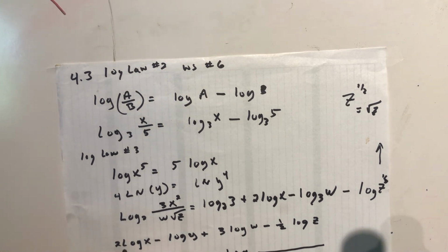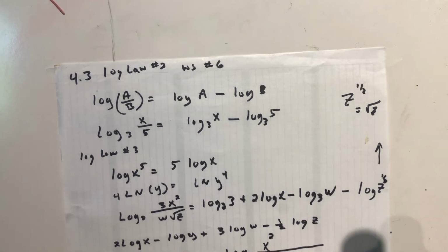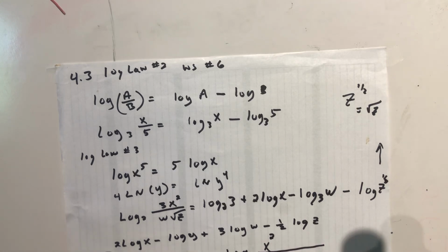So this is 2 log x. There's no negative sign, so it's positive, so the x goes on top. But what do you do with that 2? You make it an exponent. Next, let's do the y. It's negative, so the y goes on the bottom. There is no number in front.